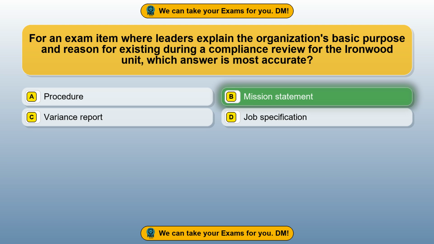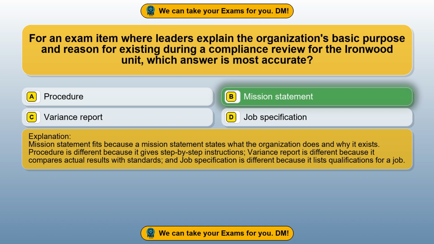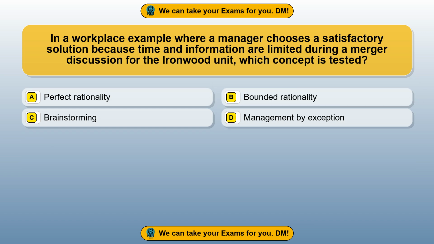Mission statement. Mission statement fits because a mission statement states what the organization does and why it exists. Procedure is different because it gives step-by-step instructions. Variance report is different because it compares actual results with standards, and job specification is different because it lists qualifications for a job.